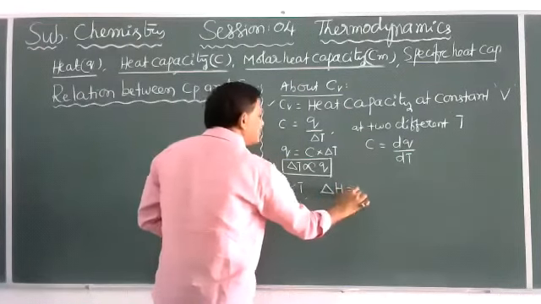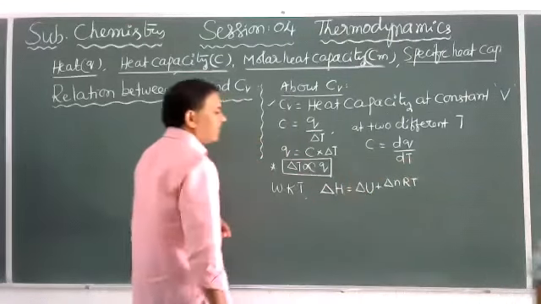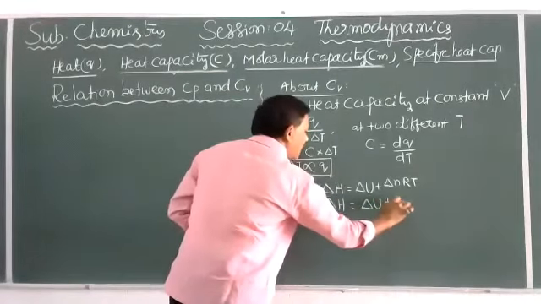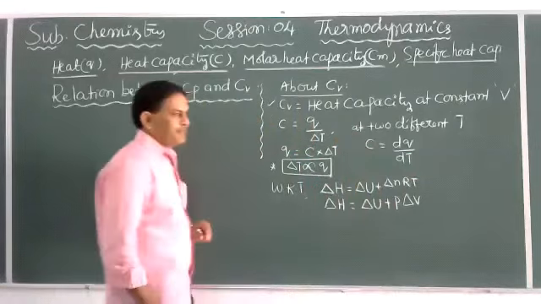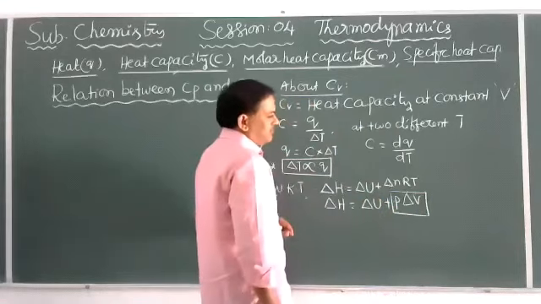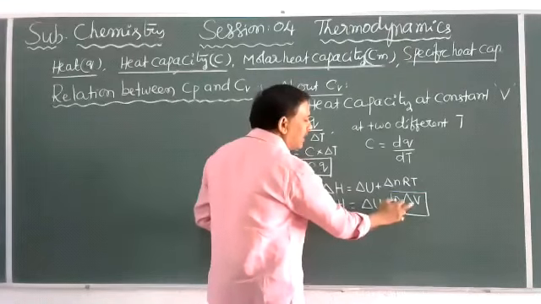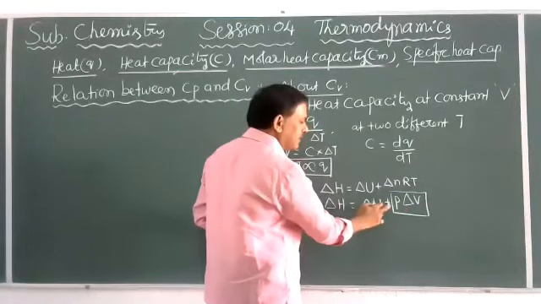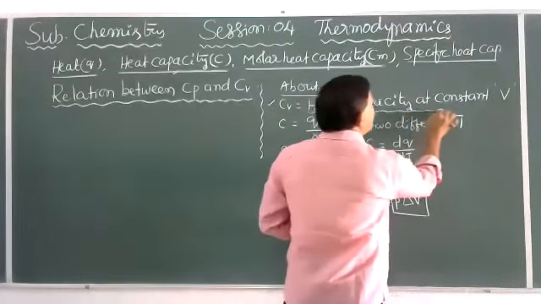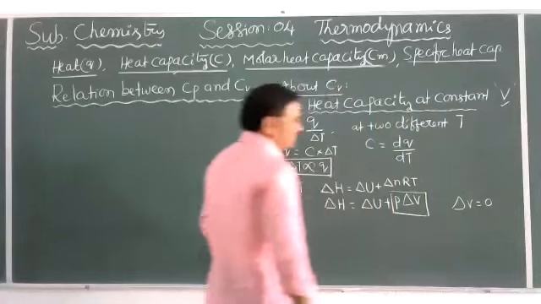delta H is equal to delta U plus delta n RT. Before that, delta H is equal to delta U plus P delta V. Now here P delta V is the work done, that is work done by the system or on the system. Sign conventions are there. So here the process is carried out at a constant volume. That's why delta V is equal to 0.